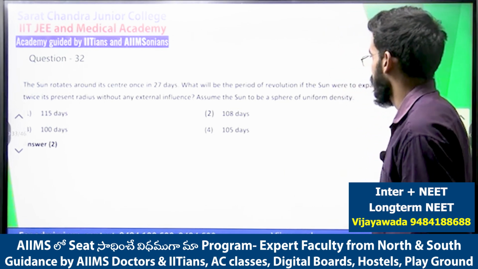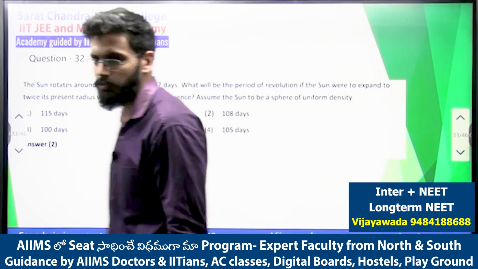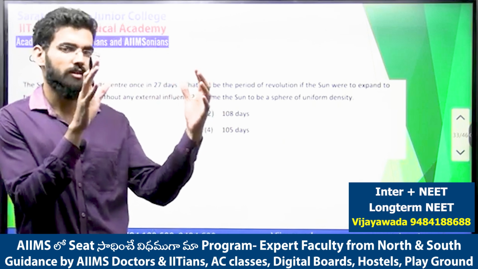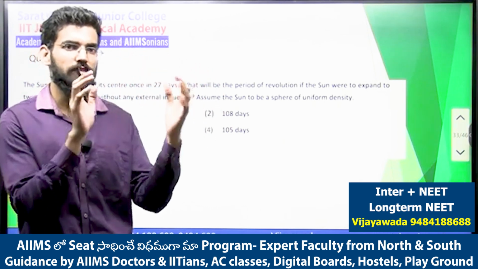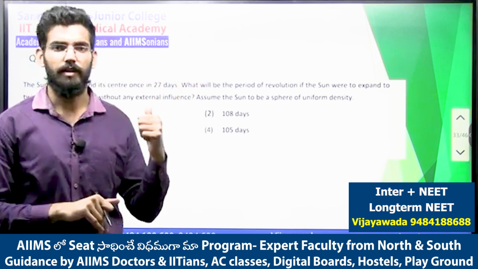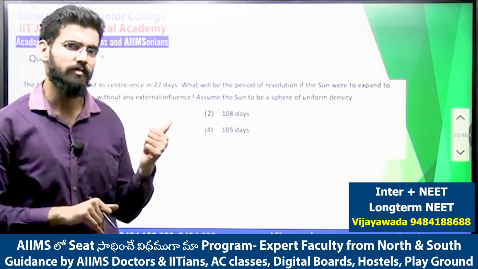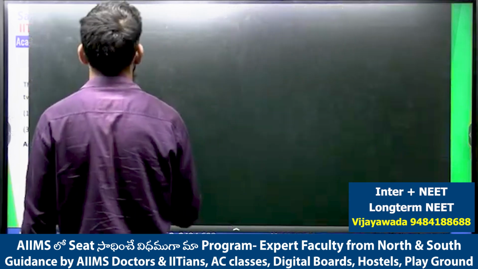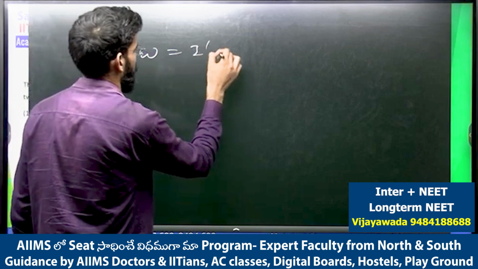Assume the sun to be a sphere of uniform density. Remember, we have seen a video on YouTube, a plastic kind of sphere that shrinks and expands, and then its omega changes, right? That kind of thing is happening here. What is that? Angular momentum conservation. So simple angular momentum conservation: I omega is equal to I dash omega dash.